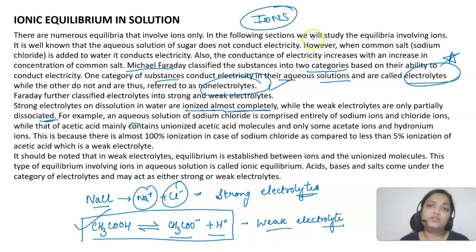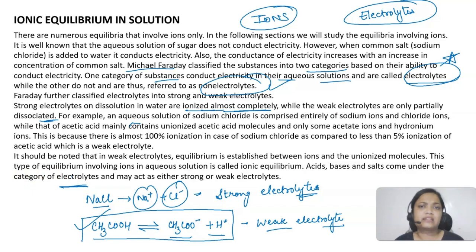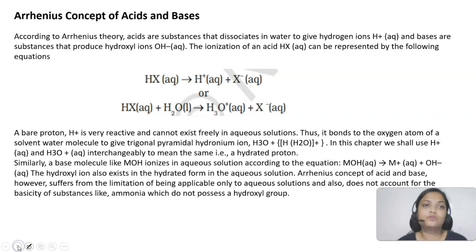So mainly we need to learn about the electrolytes. Which substances are actually acting as electrolytes? Acids, bases and salts. They are the ones that come under the category of electrolytes, and they can act as weak or strong electrolytes. So we will be mainly talking about what are acids and bases. There were various concepts given by scientists for the definition of acids and bases, and those concepts we are going to learn.